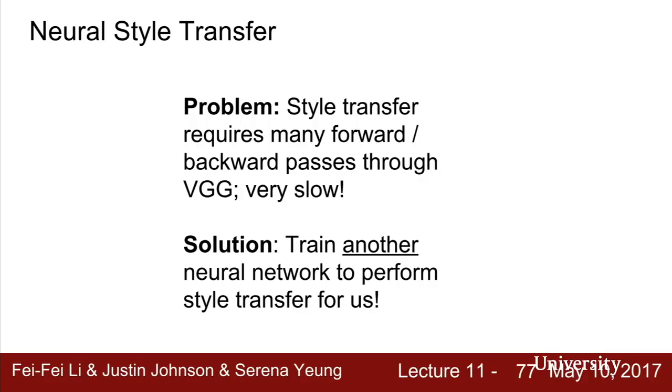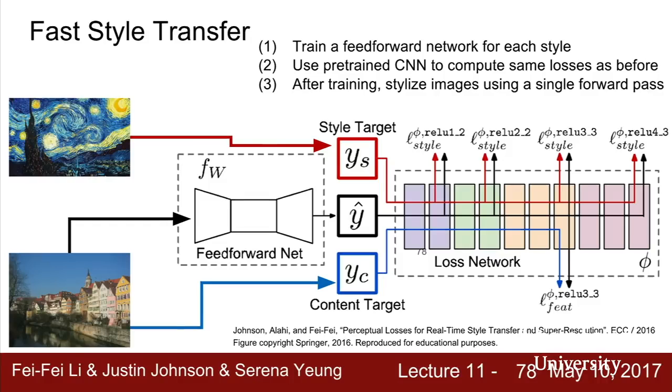The solution is to now train another neural network to do the style transfer for us. So I had a paper about this last year. The idea is that we're going to fix some style that we care about at the beginning, in this case, Starry Night. And now, rather than running a separate optimization procedure for each image that we want to synthesize, we're going to train a single feed-forward network that can input the content image and then directly output the stylized result. And the way that we train this network is that we compute these same content and style losses during training of our feed-forward network and use that same gradient to update the weights of the feed-forward network.